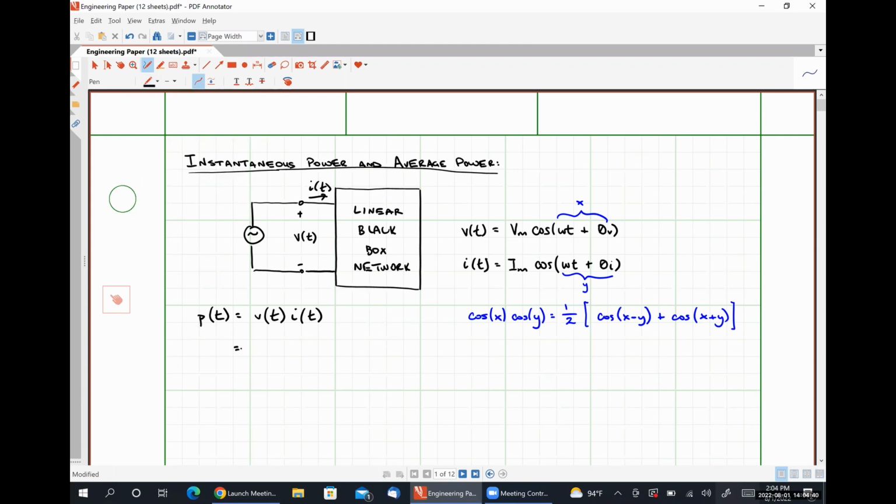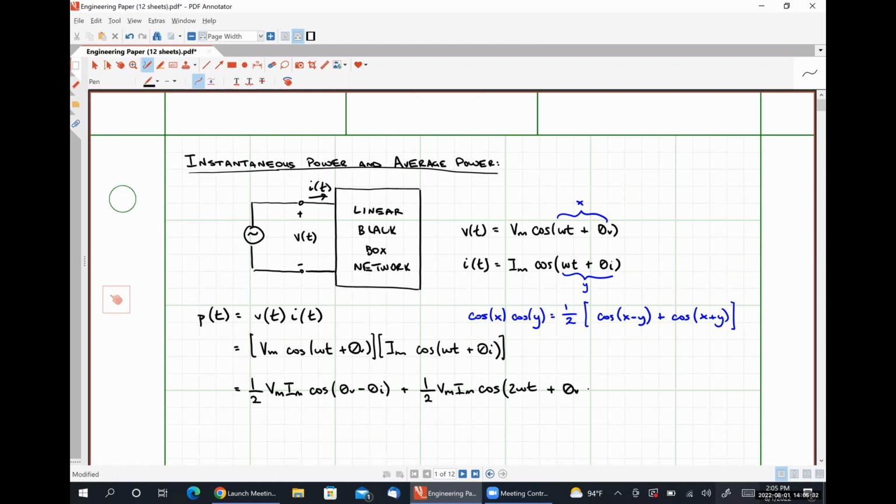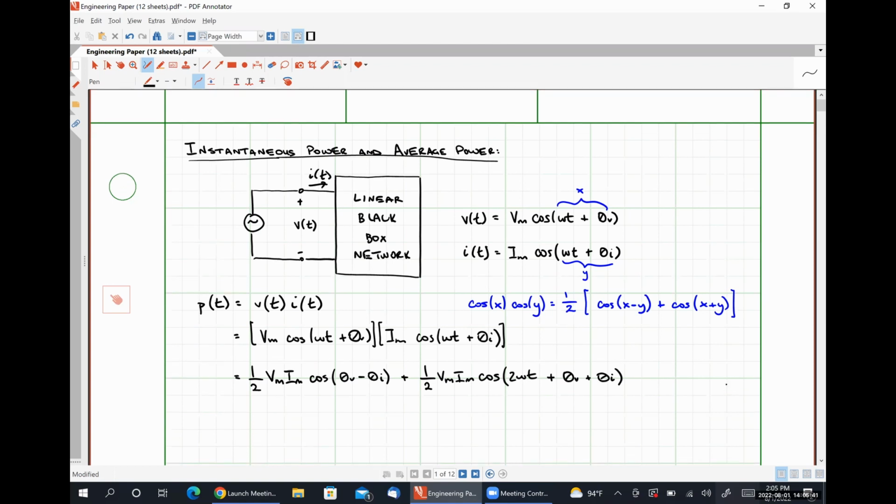So if we apply this trig identity, let's expand things out here. So we're going to have Vm cosine omega t plus theta v multiplied by Im cosine omega t plus theta I. If we apply our trig identity, this is going to look like 1/2 Vm Im cosine theta v minus theta I plus 1/2 Vm Im cosine twice omega t plus theta v plus theta I. Now I'm going to graph this function in a generic sense.